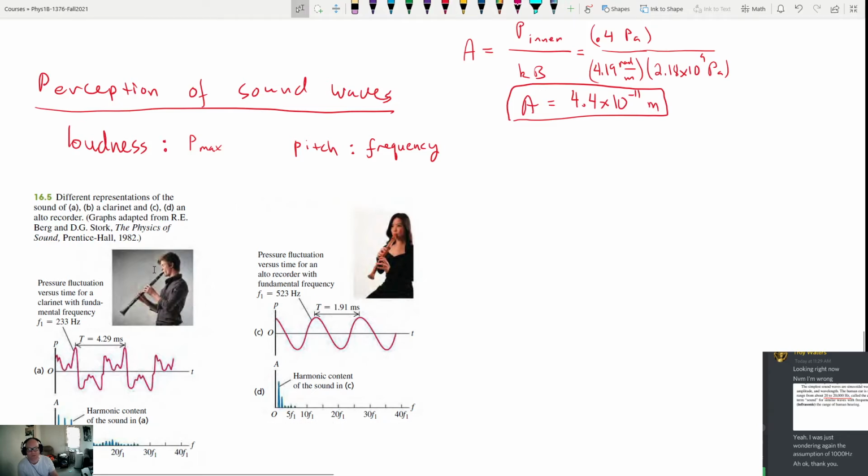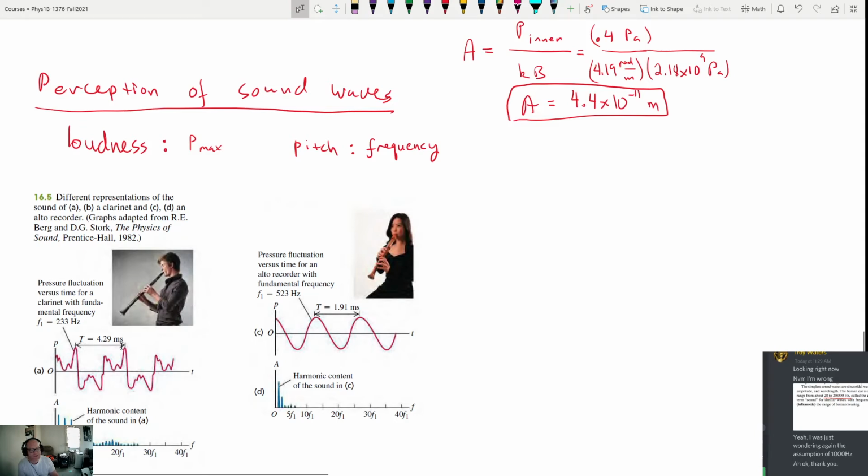So the sound coming out of the clarinet, this is what they're showing down here at the bottom, is the pressure fluctuation versus time for a clarinet with a fundamental frequency of 233 hertz. And what you end up seeing is that the waveform, while it's periodic, is repeating itself. So where does the wave repeat? Basically, if we start from this point right here, the wave goes down to the bottom, and then it does this thing, and then it does that thing, and it comes back to here, and then it repeats that exact pattern again, eventually coming back to the same point.